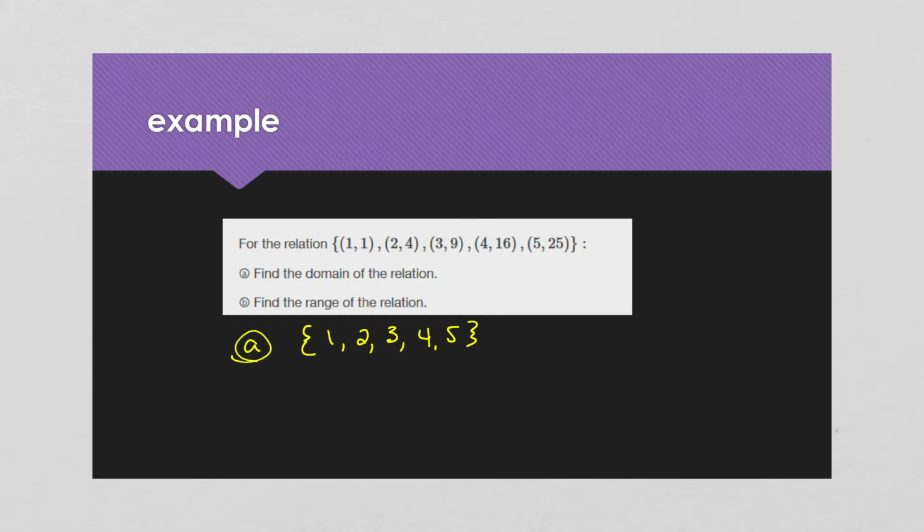All right, so on part B, it says find the range. Remember, range is a fancy word for the y values. Squiggly bracket, 1, 4, 9, 16, 25. That's it. That's all this is.